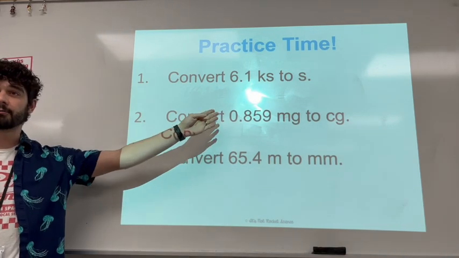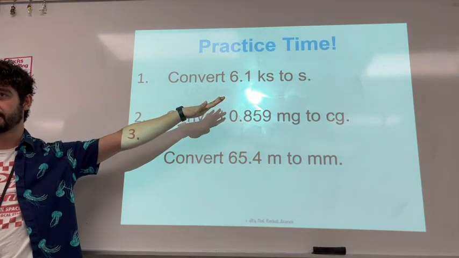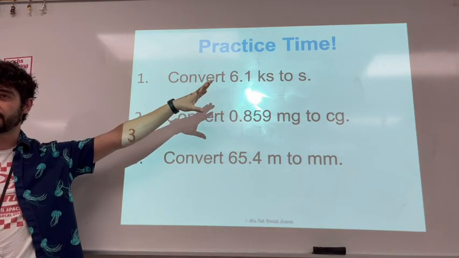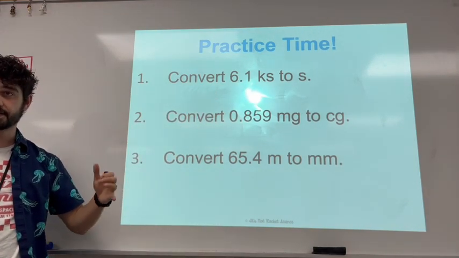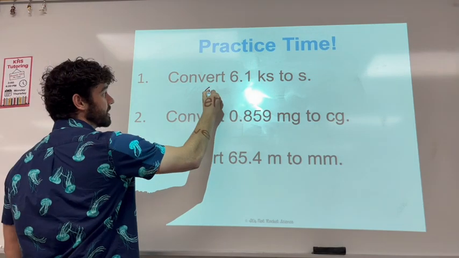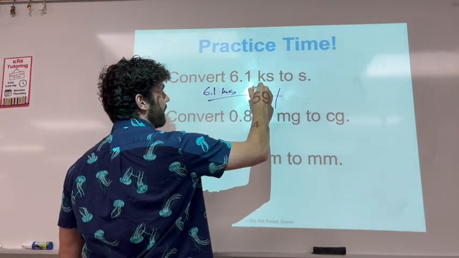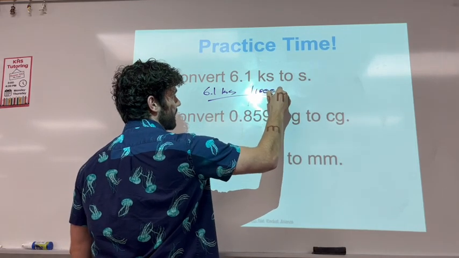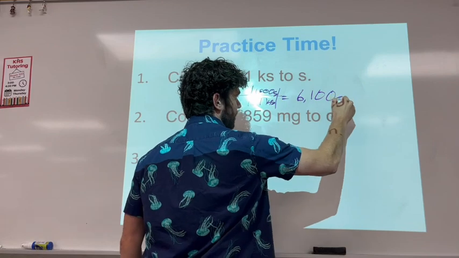If you do a math problem correctly but leave off significant figures, that's a 7 out of 8. That's a significant error that you're missing. So picket fence wise, if I'm converting this, I do 6.1 kiloseconds. It's a one-step picket fence, and I have 1,000 seconds over 1 kilosecond equals 6,100 seconds.